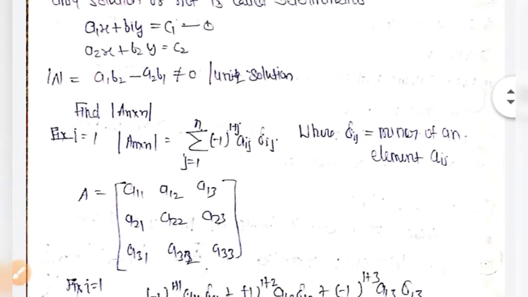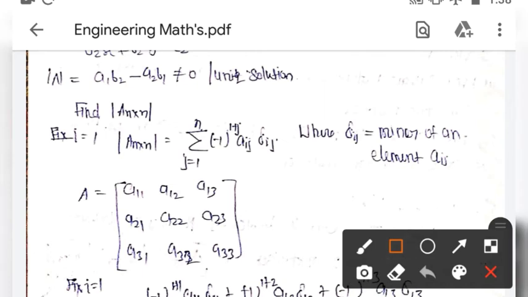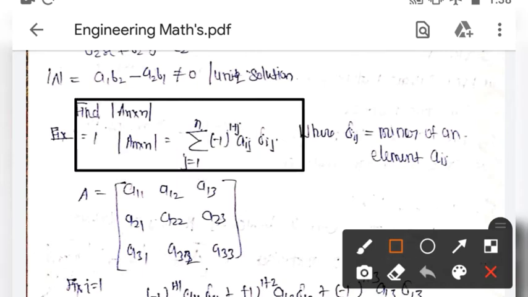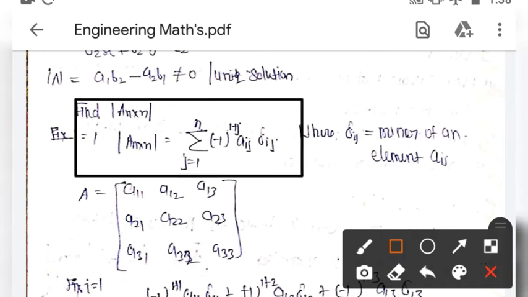Here is the general equation I have written. You need not worry much about this equation. I will just tell you what the terms are. Here aij is the element, and delta ij is the minor of the element aij. i stands for the row and j stands for the column.